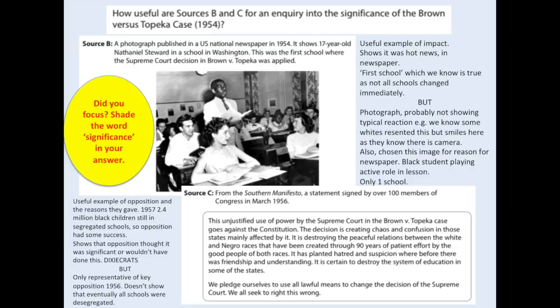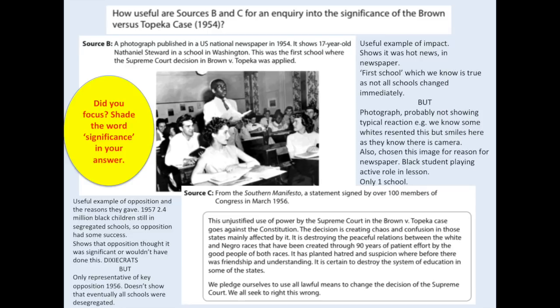Well, so I put but there, it's a photograph. Probably not showing the typical reaction of everybody, because we know from our own knowledge, or history tells us, that some white people resented the desegregation of schools. But there are smiles here and people look happy with what's going on, and that's probably because they know there's a camera there. Also, they've chosen this image for a reason.